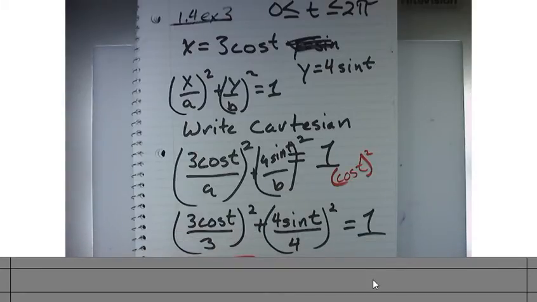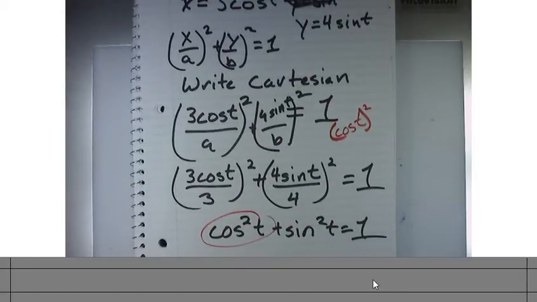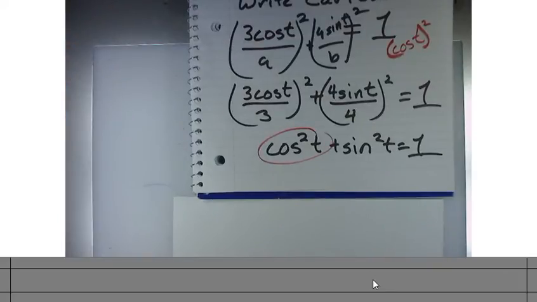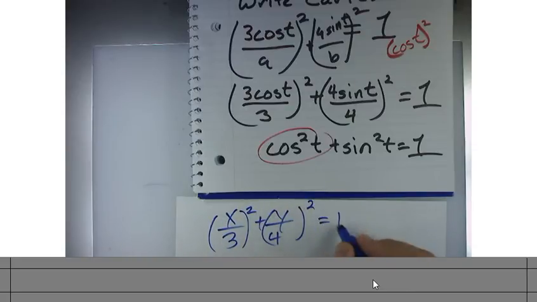And that would leave me with cosine squared plus sine squared equals 1. Is that true? Yes. What's my Cartesian equation? The Cartesian equation should be (x over 3) squared plus (y over 4) squared equals 1. So that's technically the answer.